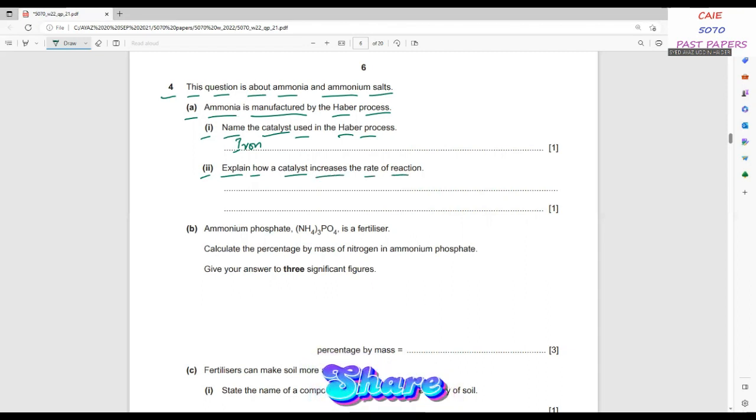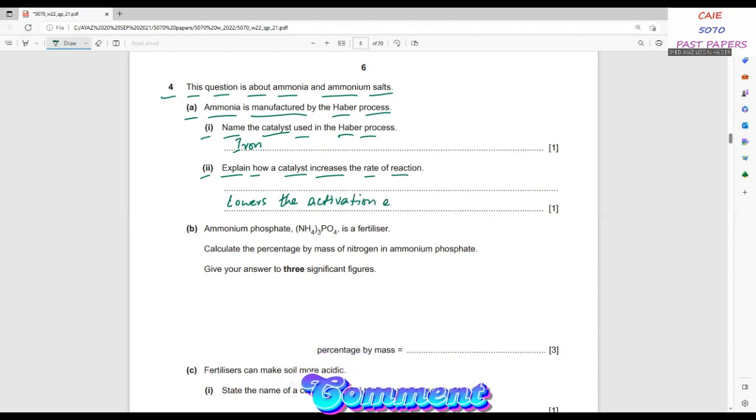Number 2, explain how a catalyst increases the rate of reaction. It simply lowers the activation energy of the reaction. Lowers the activation energy of the reaction.